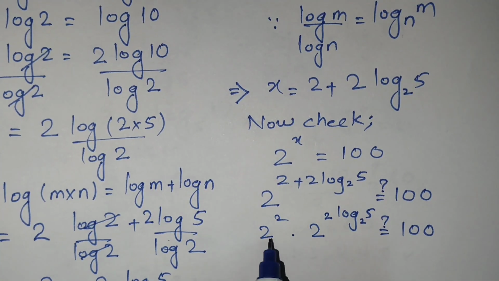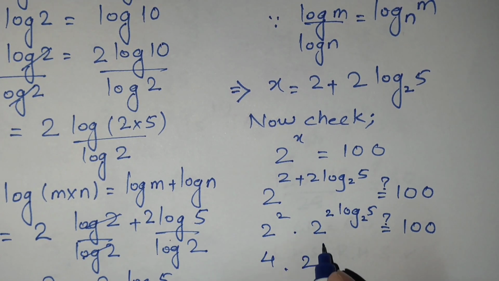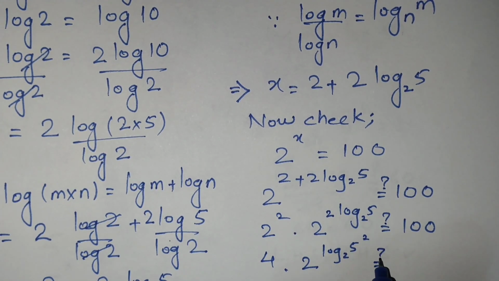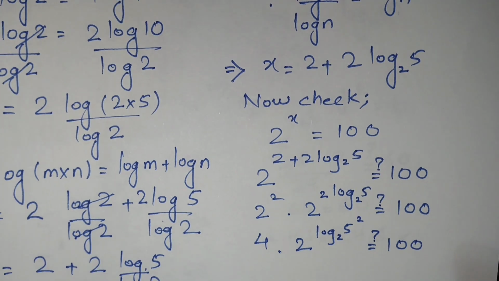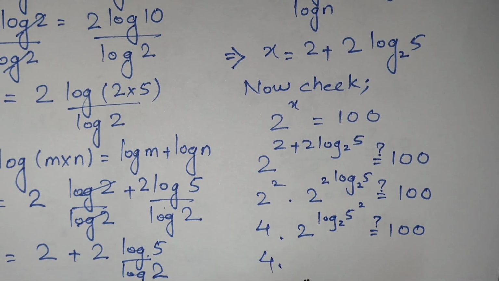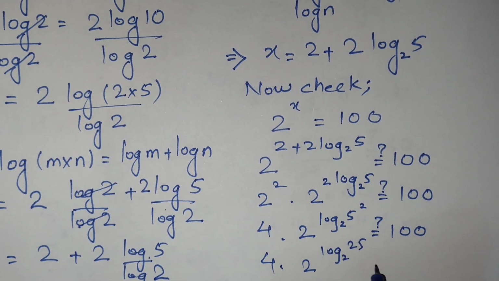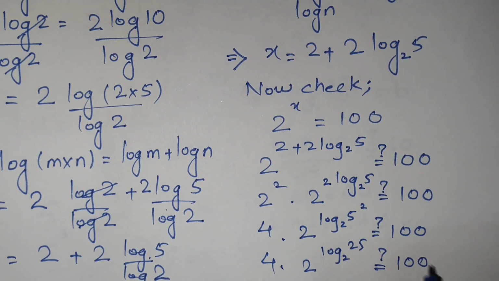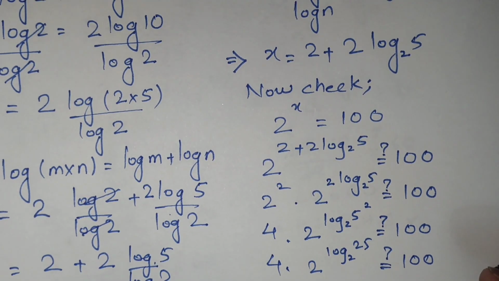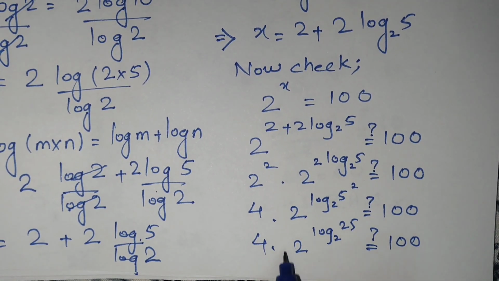Now 2 square is 4. We will take the coefficient 2 as the power of 5, so 2 to the power log of 5 square with the base 2. Now 5 square is 25, so it will be 4 times 2 to the power log of 25 with the base 2 equals 100. Now we will once again use the formula for the second term, 2 to the power log of 25 with the base 2.